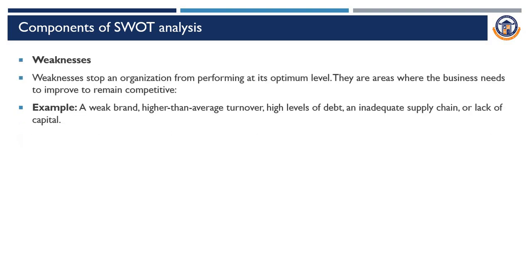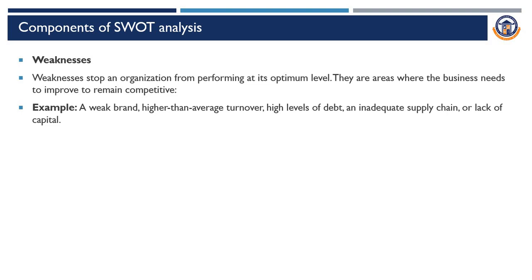And weakness. What weaknesses may an organization have? Weaknesses stop an organization from performing at its optimum level. They are the areas where the business needs to improve to remain competitive. Some examples are a weak brand, higher than average turnover, high level of debt, an inadequate supply chain, or lack of capital.